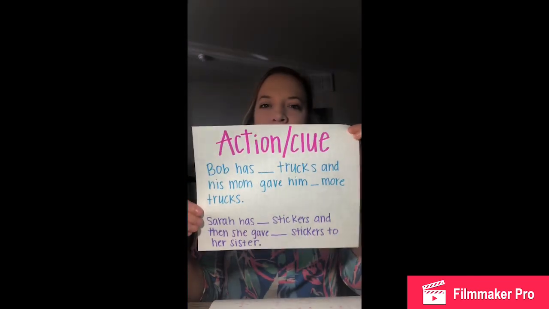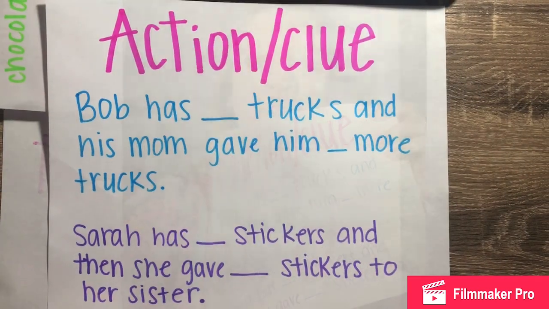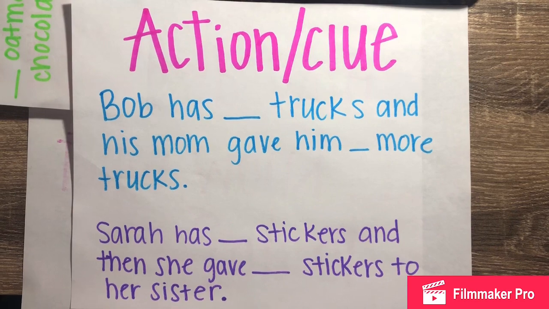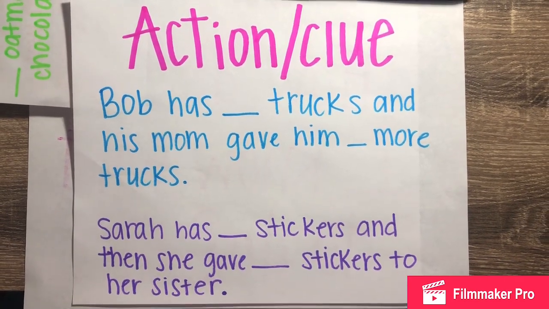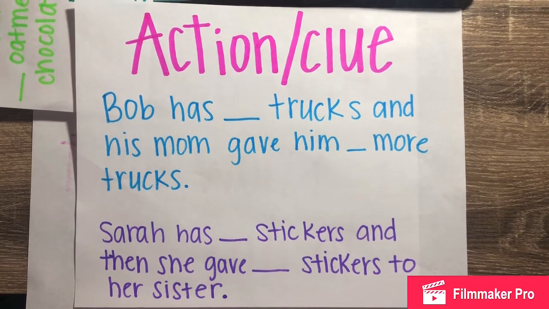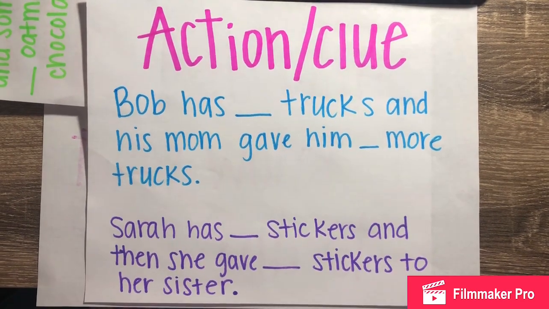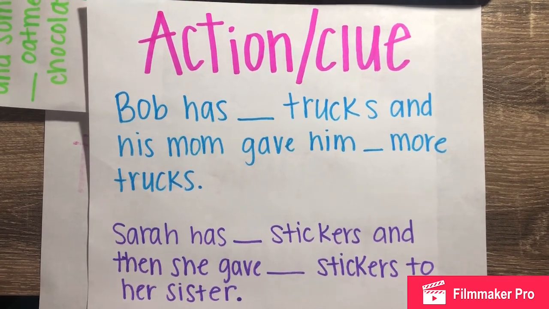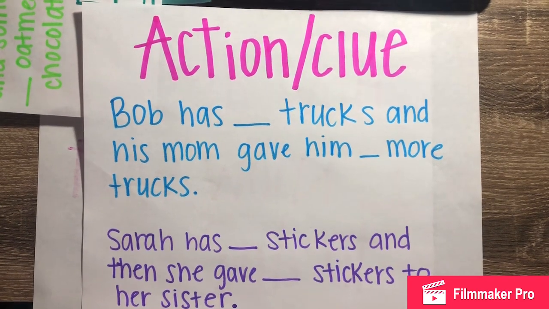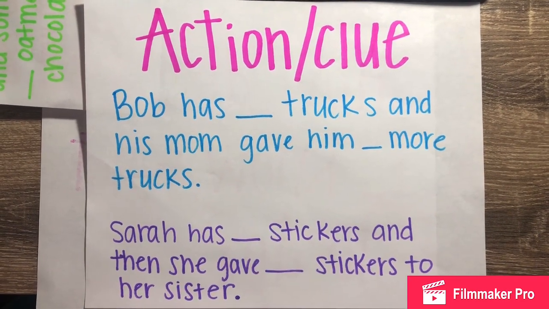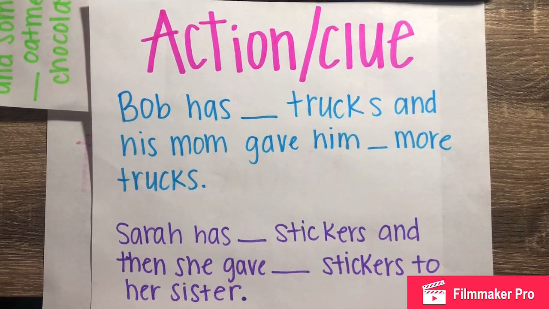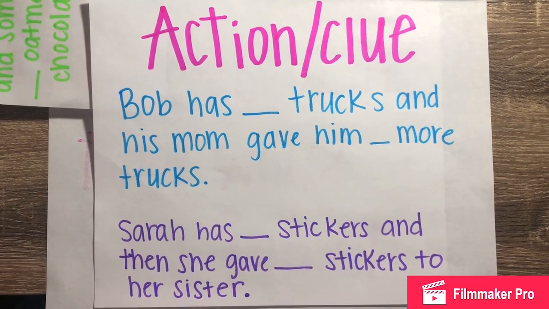The first type of story problem has an action or a clue in it. So some examples of story problems with actions or clues might be Bob has blank trucks and his mom gave him more trucks. If we see in that problem, Bob is getting more trucks. That's the action, is that he's getting more trucks. So that would be an addition problem. Another problem that would have an action or clue, Sarah has blank stickers and then she gave blank stickers to her sister. That has a clear action. Sarah is giving stickers to her sister. So that would be subtraction for us to find out how many stickers Sarah has left.